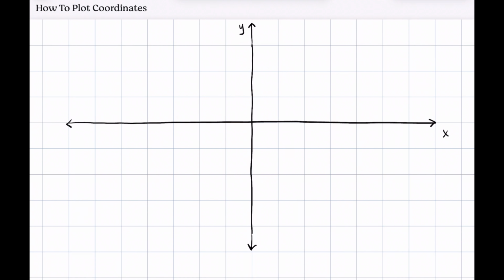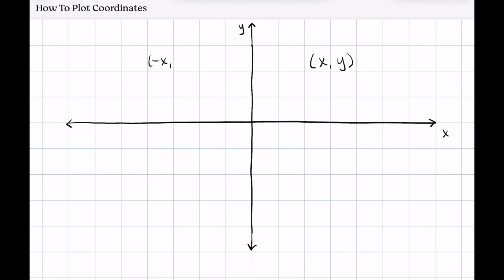So to start off here, we are looking at a coordinate plane. We have two axes here. We have our x-axis, which goes from left to right horizontally, and our y-axis, which goes straight up and down vertically. And we're going to go through here and just analyze our x and y values.